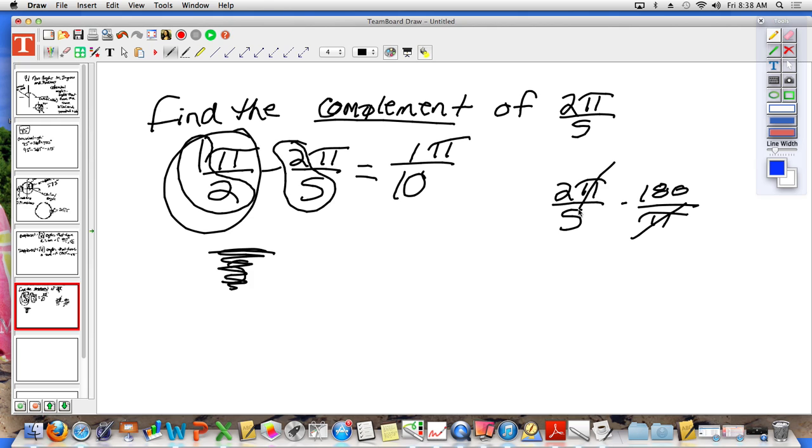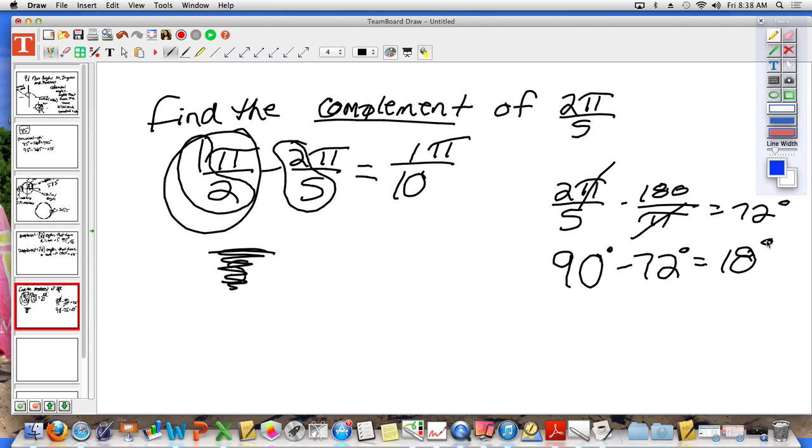So you're going to multiply 2 times 180 degrees divided by 5. What is 2 times 180 divided by 5? 72. We have 72 degrees. So 72 degrees is what we're trying to find the complement of. So now we're going to take 90 degrees. Does everybody understand why I'm using 90 degrees right now? What does complementary mean? The two angles have to add up to 90 degrees. I know one of the angles is 72, so if I do 90 minus 72, I'm going to get 18 degrees.